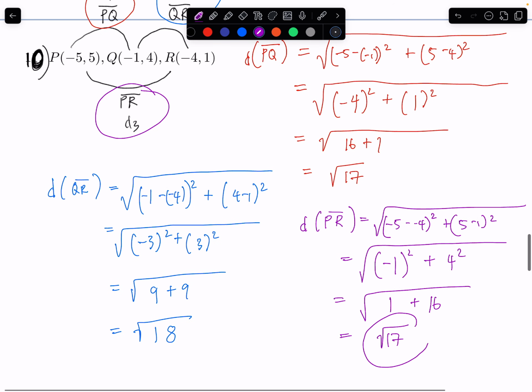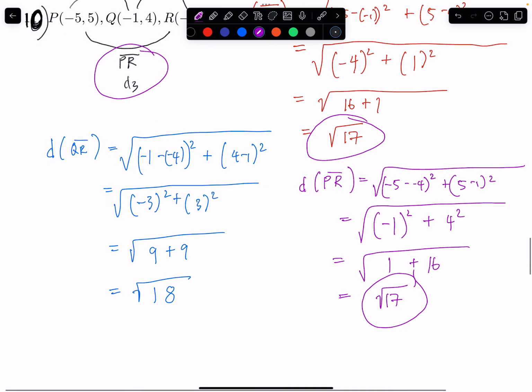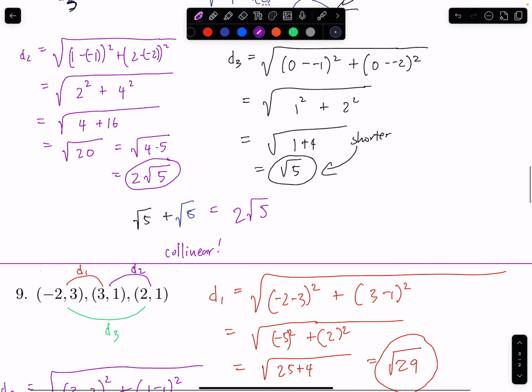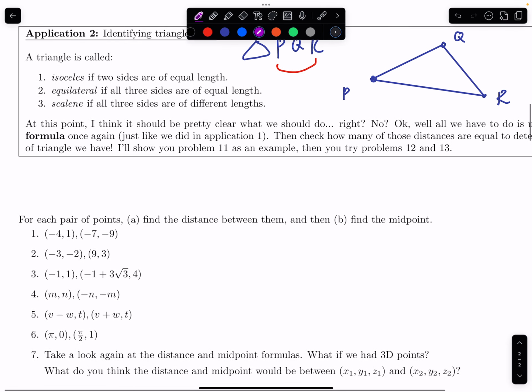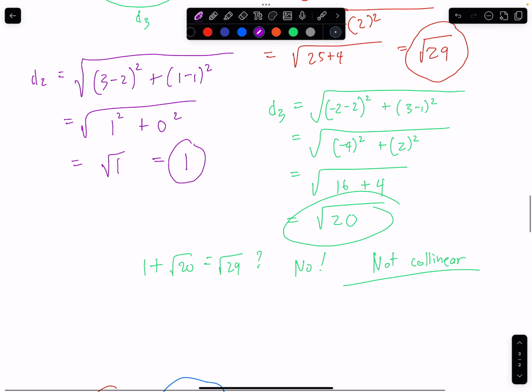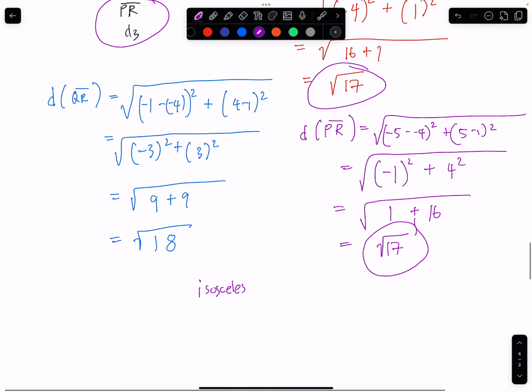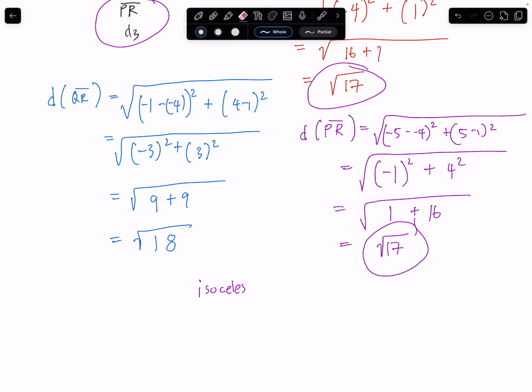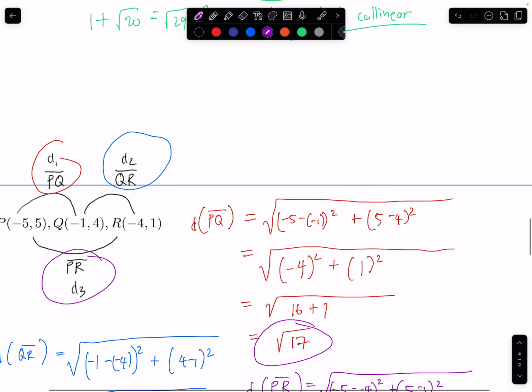All right. So these guys are the same. And I have 2 of them that are the same. And what does that mean? Remember, 2 of the same means isosceles. Isosceles. Okay, I forgot how to spell it. Let me double check. Isosceles, just the C. So I had it right the first time. Isosceles triangle. Yes.